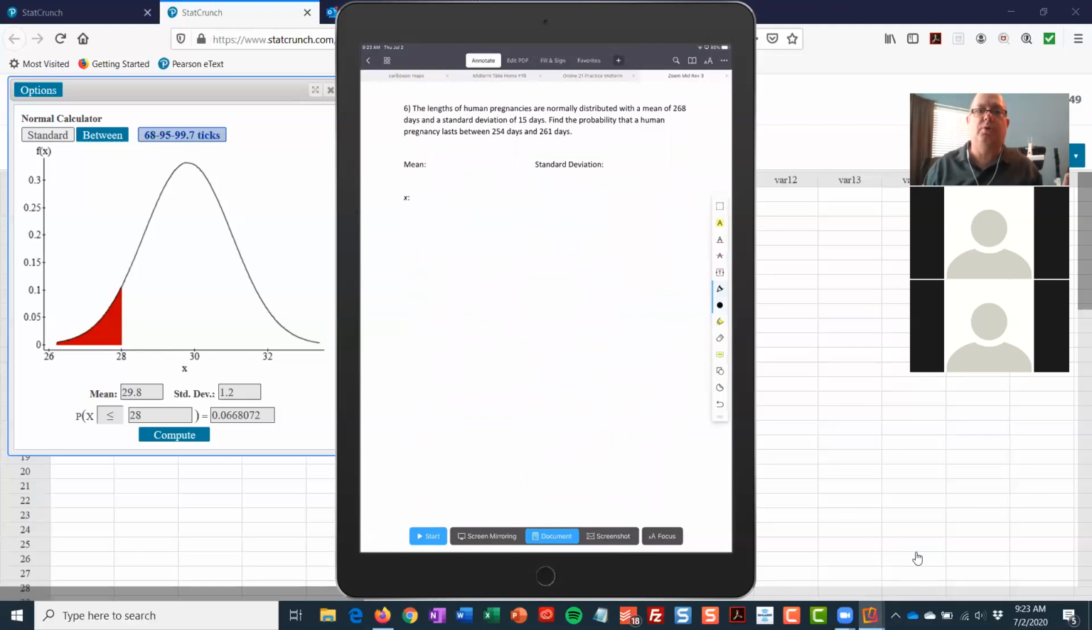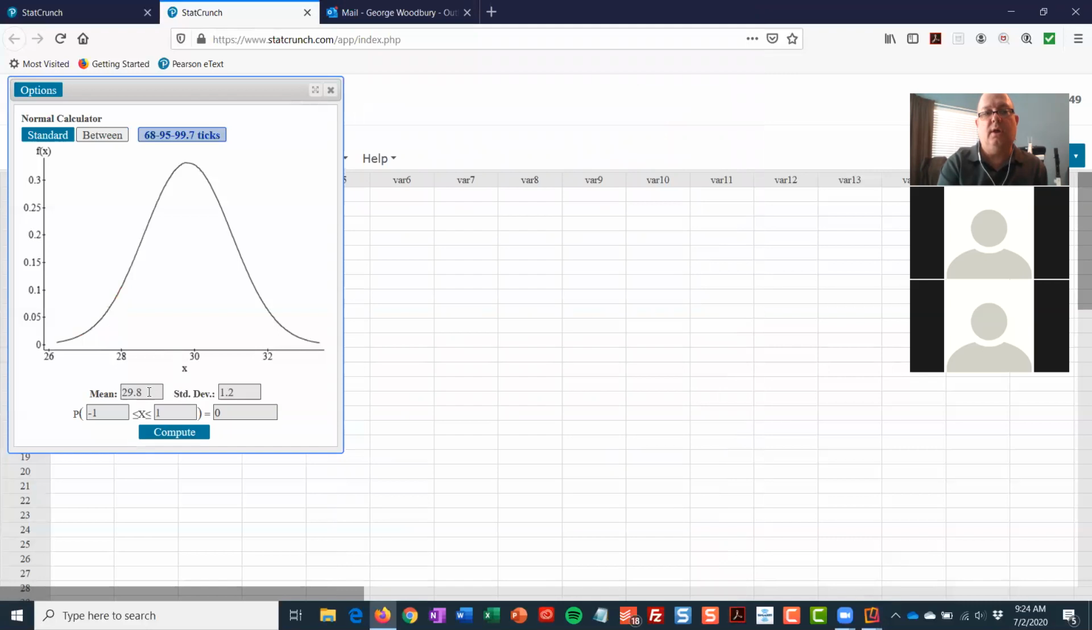Number 6 is pretty similar. I just wanted to show the use of the between tab. So here, the lengths of human pregnancies, called gestation periods, are normally distributed with a mean of 268 days, standard deviation of 15 days. And we're looking for X to be between 254 and 261. StatCrunch has a tab for that where it says between. So let's go to that.